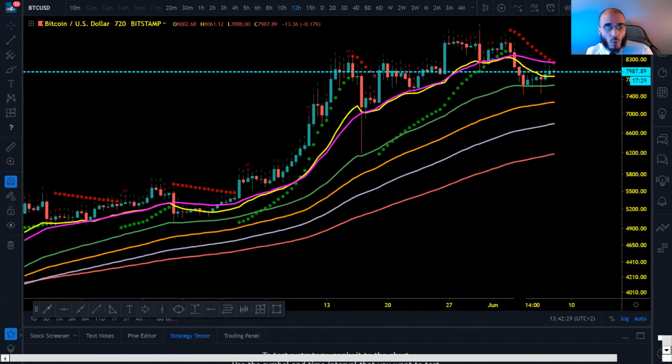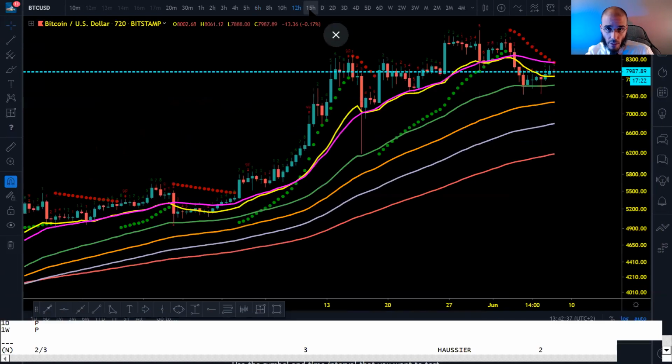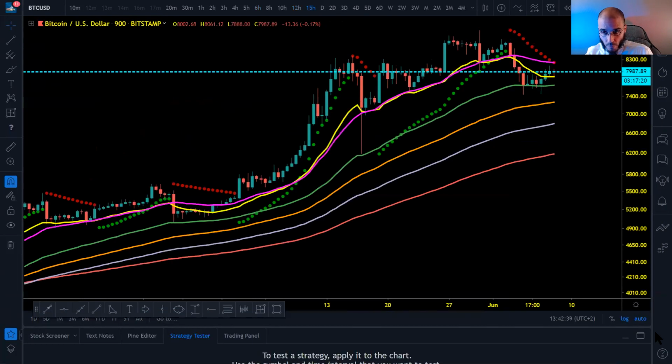12 hour, you are on a 4 up with confirmation. And 15 hours, you're on a 4 up with confirmation. So intermediate term, everything is pointing up and you have confirmation. So intermediate term tells you that we are still going higher.